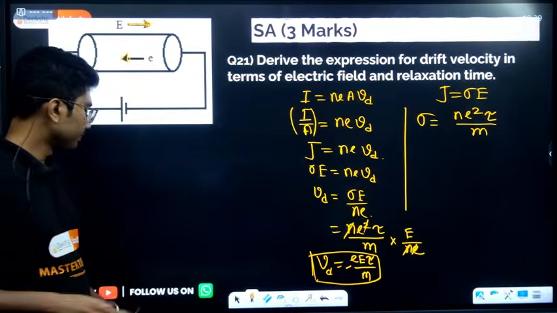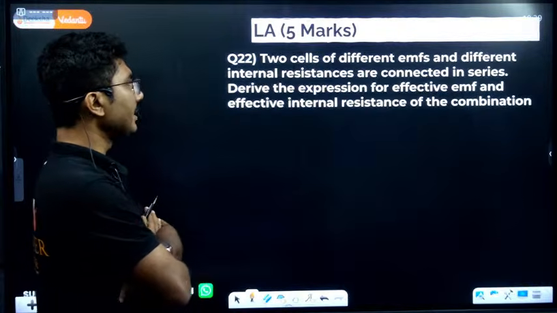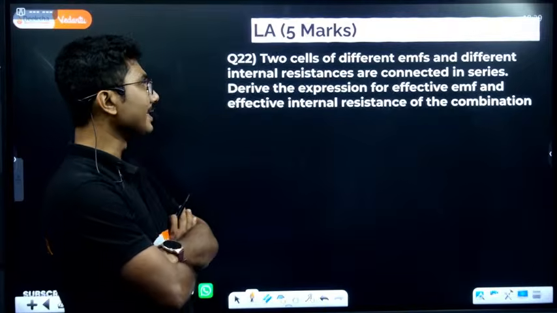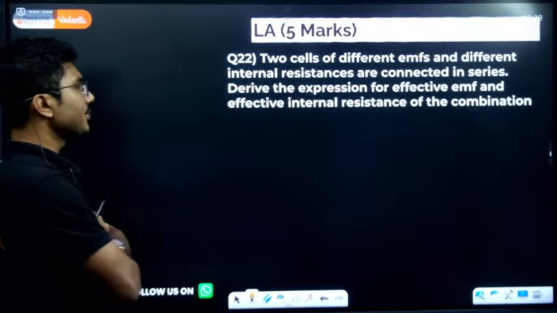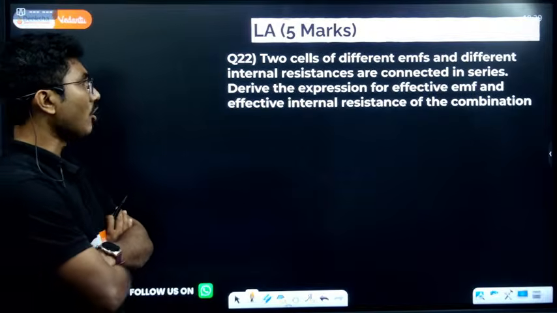Let's move on. Two cells of different EMFs and different internal resistances are connected in series. Derive the expression for effective EMF and effective internal resistance of the combination.